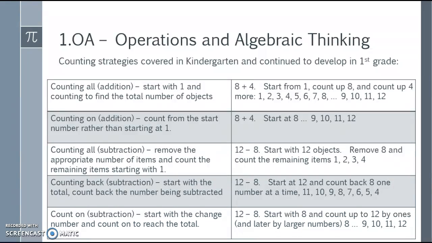Count on with subtraction. Start with the change number and count on to reach the total. So start with 8 and count up to 12 by ones. And of course, when we get more sophisticated, larger numbers. So 8, 9, 10, 11, 12. I see that there were 4 spaces to get to 12.